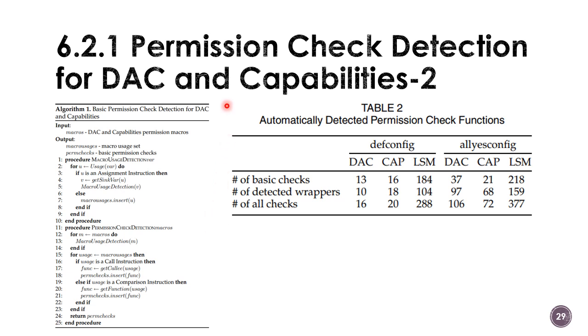LSM as well. And here we have a table 2 also provided by the paper. It basically shows you the distribution of the permission check detections. Here we have all checks, and inside all checks, it contains basic checks and detected wrappers. And it differs in different settings like DAC, CAP, and LSM. And these 2 experimental settings, like defconfig and allyesconfig, will be further discussed in the later slides.